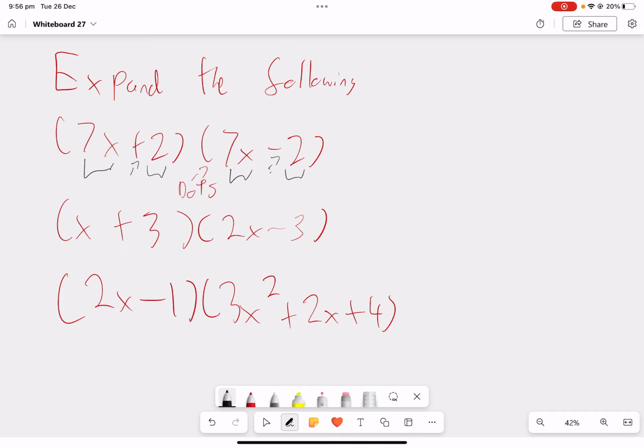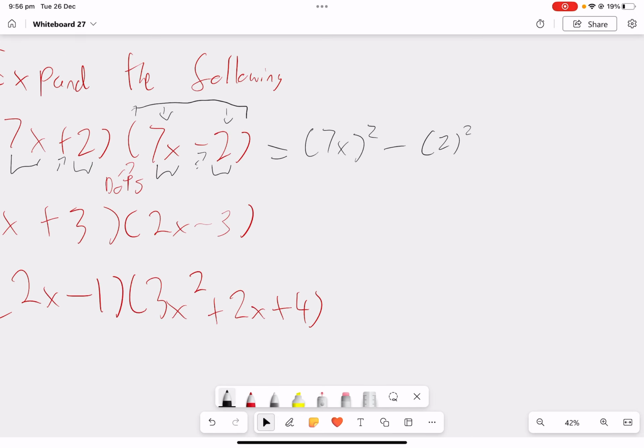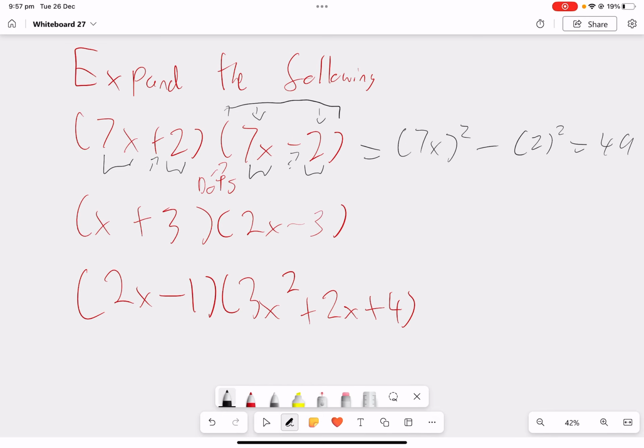So when we identify the difference of two squares, here's the technique I like to use. I look at this bracket here and I square this term and this term and keep the minus there. So bracket 7x squared minus 2 squared. And now we just fully simplify that. So 7x squared, that's 49x squared, minus 2 squared, which is 4. Done.